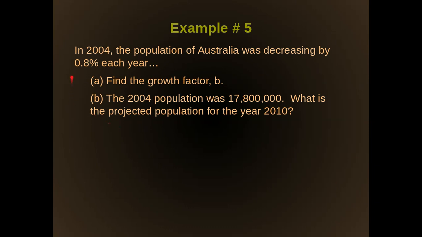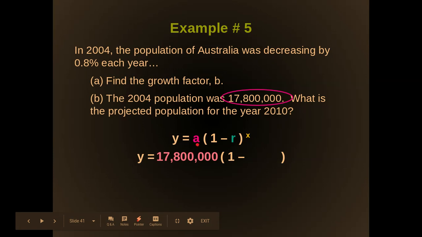So our first example here is in 2004, the population of Australia was decreasing by 0.8% each year. So first we want to find the growth factor and then answer the question what the projected population would be in the year 2010. So working with this general equation to help us find the growth factor, we know that the starting amount, or A, is going to be given by that first population number from 2004. So that 17,800,000 can replace A in the exponential decay formula.